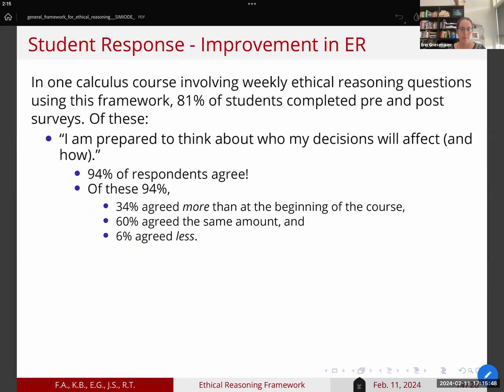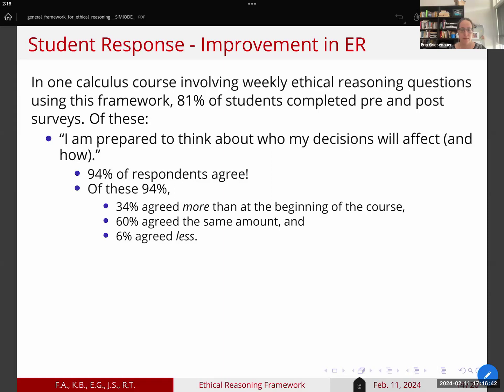In one recent calculus course, where the students were given ethical reasoning questions every week, students were surveyed at the beginning and end of the quarter. Almost all students, 94% of students, agreed that they were prepared to think about who their decisions would affect and how. Now, many of those students, about 3/5 of those students, felt like they already agreed with that statement at the beginning of the course, but a full third of those students agreed more with this statement at the end of the course than they did at the beginning of the course.